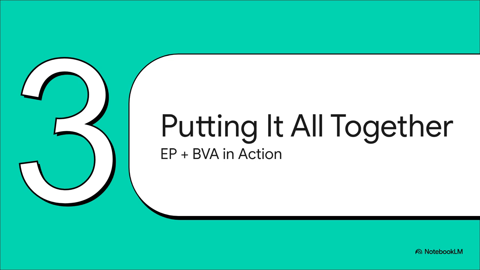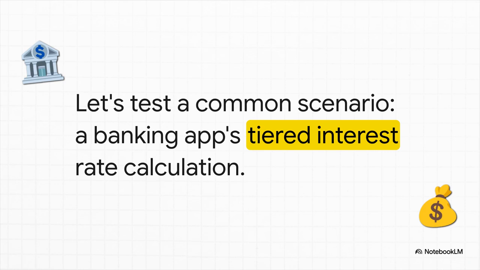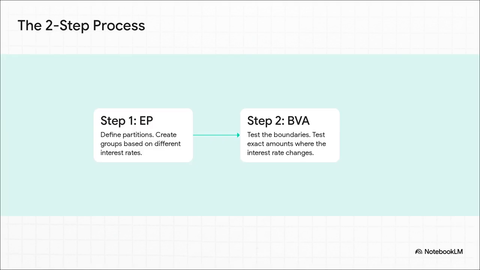Okay, that's enough theory for now. Let's see how these two powerhouse techniques work together in a real-world example. So, let's imagine a banking app. It has to calculate interest on a savings account, and the rate changes based on your balance. This kind of tiered system is the perfect place to use our EP and BVA one-two punch.